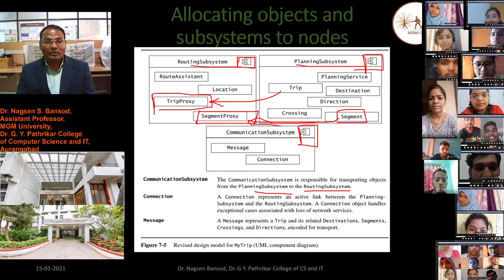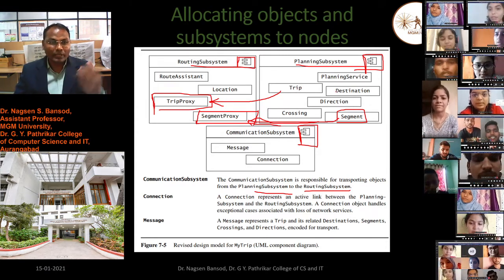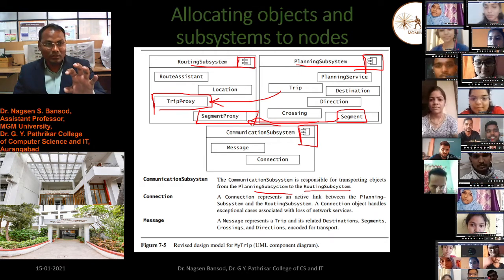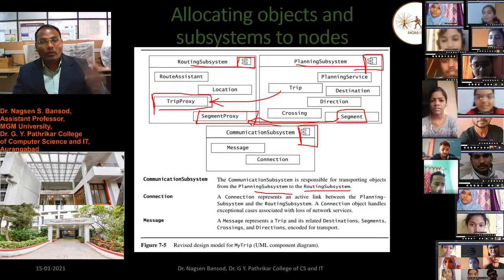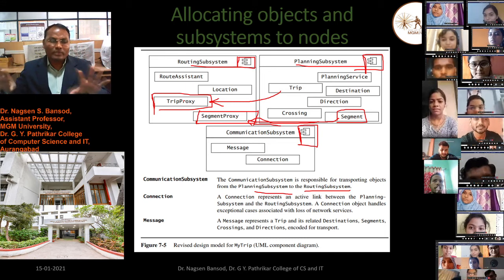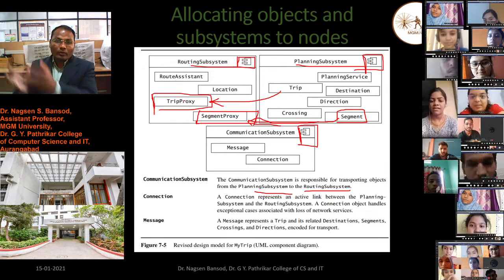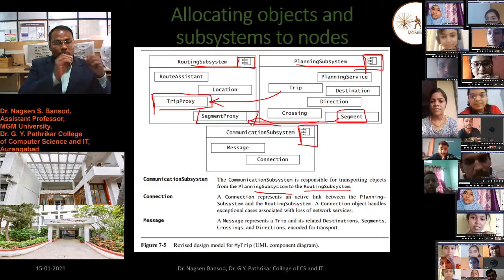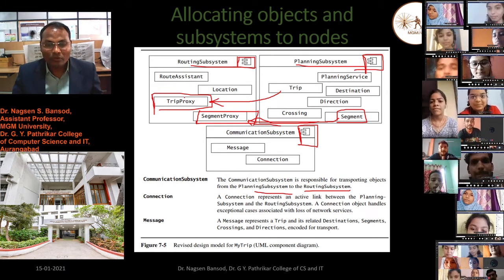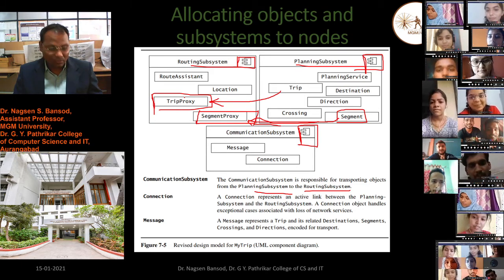If you have any doubt or any question on this: the proxy, trip, and trip objects are surrogated. These objects are taken from the planning subsystem at this location because of some problem, a space problem, a power problem, or a resource problem, so that some of the objects are shared from the planning subsystem to the routing subsystem. This is given in this UML component diagram. If you have any doubt or question regarding this, please ask. Otherwise, we will stop here.